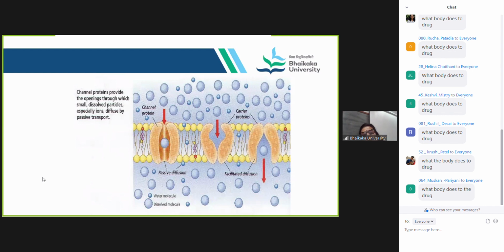I have focused on one picture here, and there you can see that this cell membrane is made up of phospholipids, and there is a channel where proteins are also there. These proteins will work as a carrier, and the carrier will be for passive diffusion or facilitated diffusion. For passive diffusion, which most drugs follow, there is no need for any carrier.